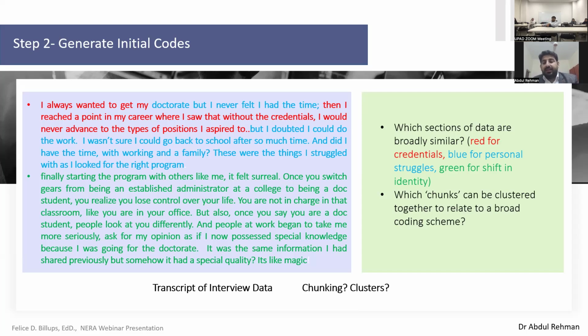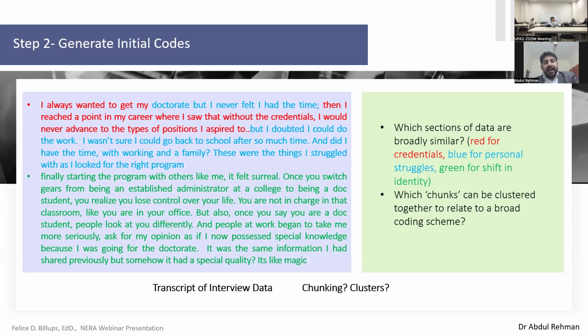At the end, in green. Green is for shift in identity. That's the beauty. First, in red, there were credentials, what he wants. In blue, there were personal struggles. But in green, when he became a doctor, he said, I had the same information I had shared, but somehow I had a special quality. It's like magic. Now, when you become a doctor, after your MPhil, or I pray most of you become a doctor, after the doctorate degree you would definitely say it's like magic.